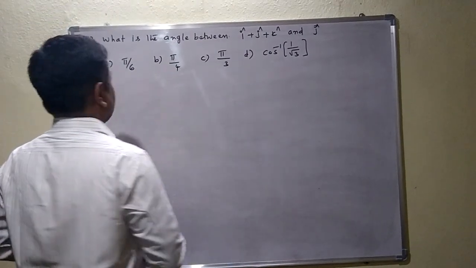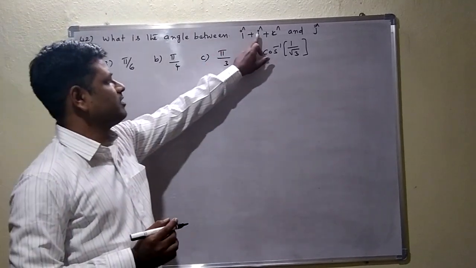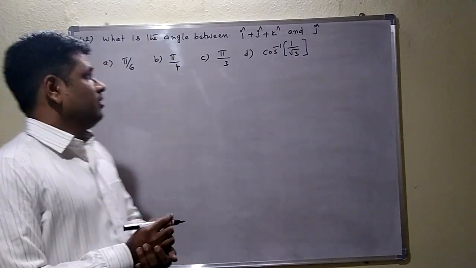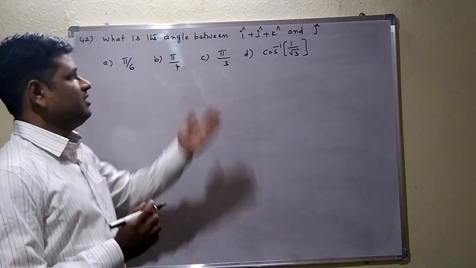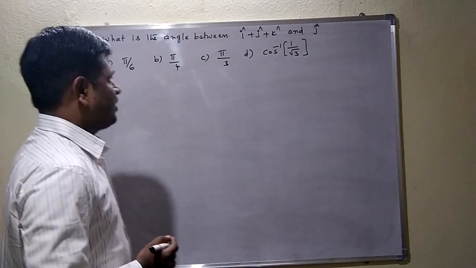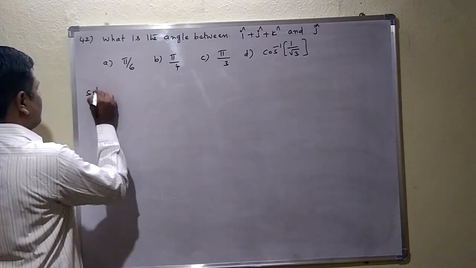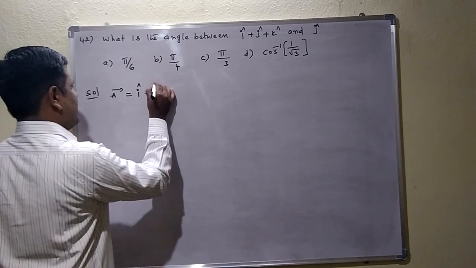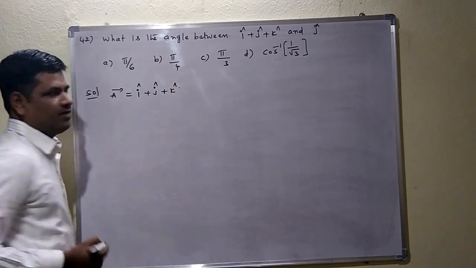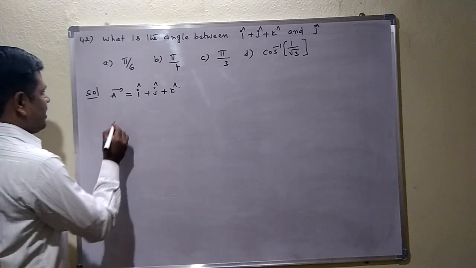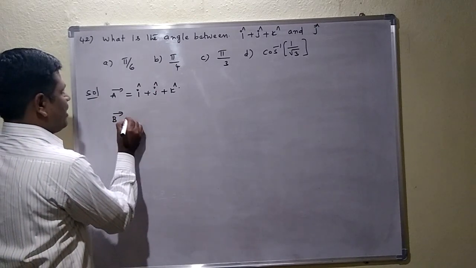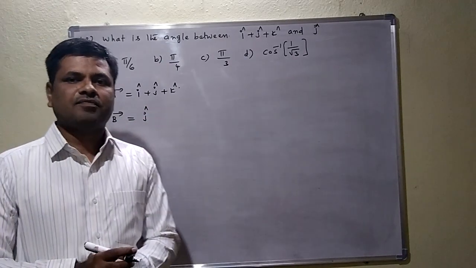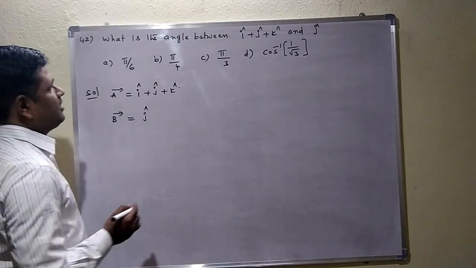Here, see the next question. What is the angle between I cap plus J cap plus K cap and J cap? In this question we have to find the angle between these two vectors. First vector I consider as A bar is equal to I cap plus J cap plus K cap. This is the first vector. Next, the second vector B bar I consider as J cap. These are the two vectors. Now they are asking the angle between them.